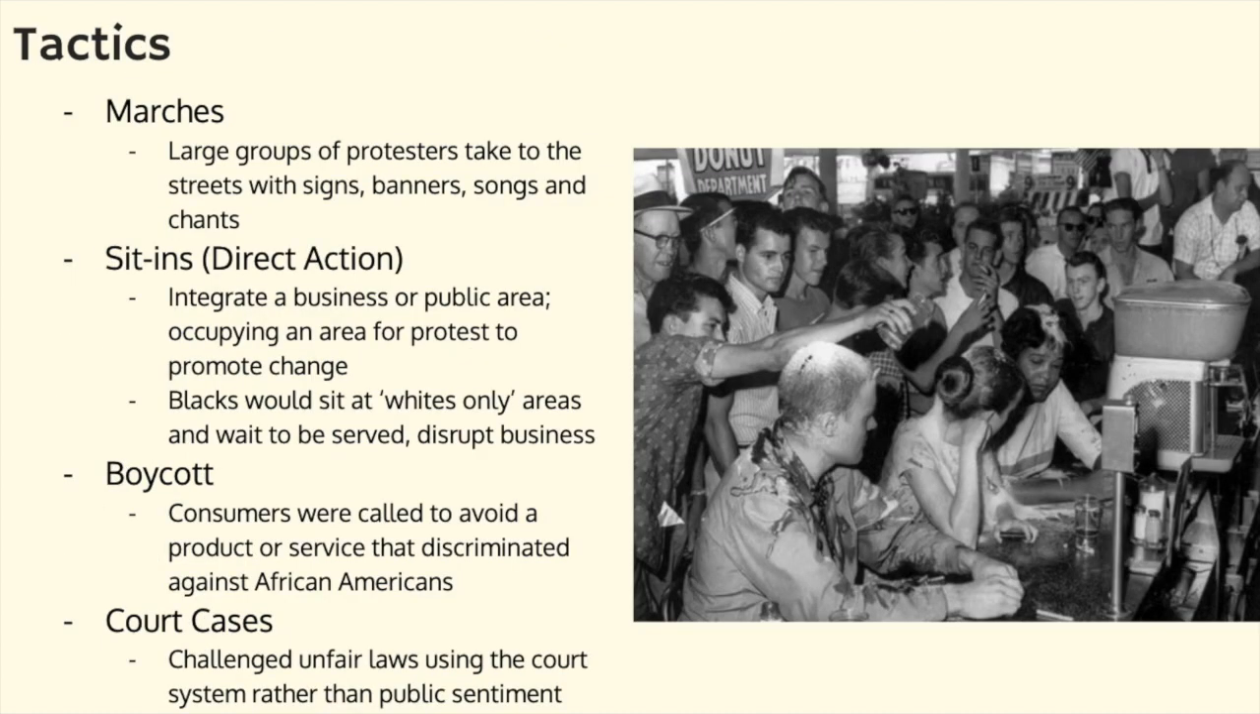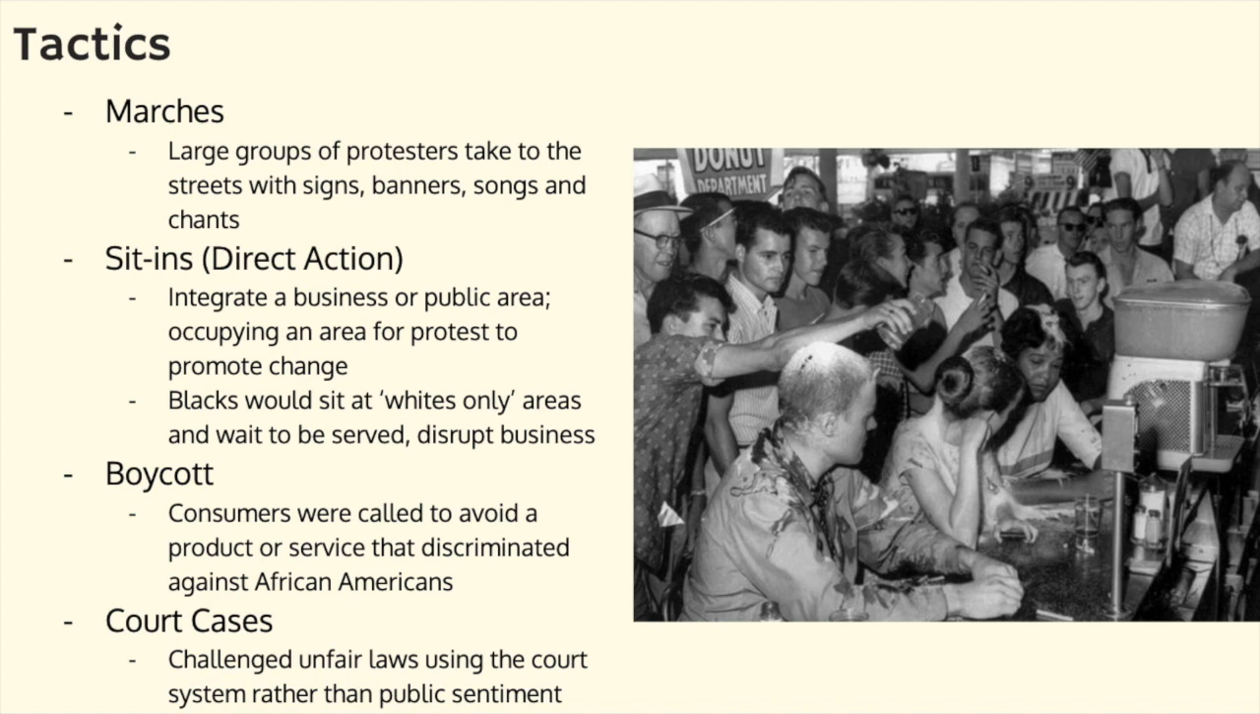So here are some tactics. Marches are one. They're probably the one that you're most familiar with. Large groups of protesters take to the streets. The next is a form of direct action. It is a sit-in. That's what you see here on the right-hand side.